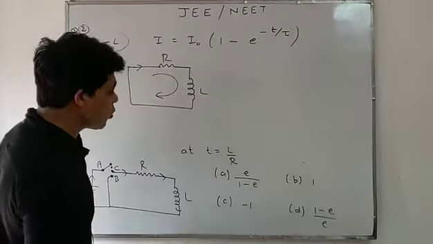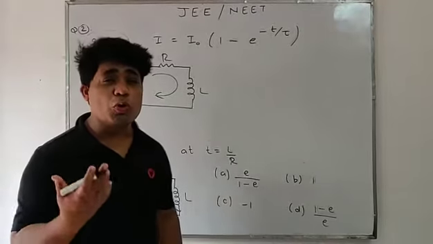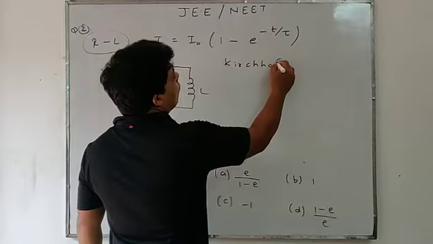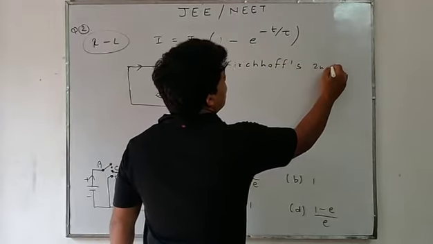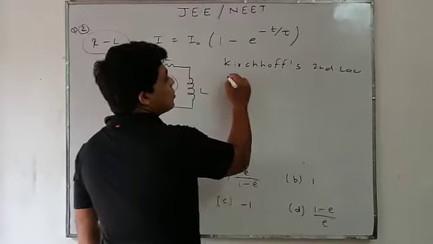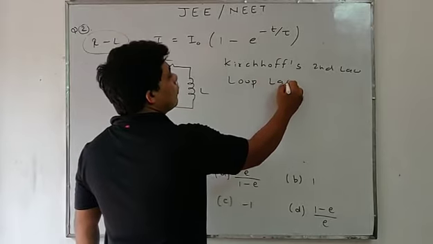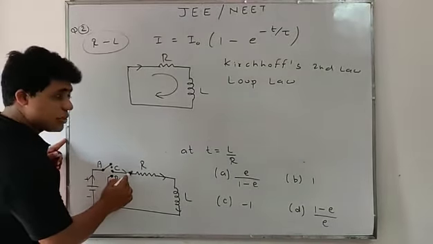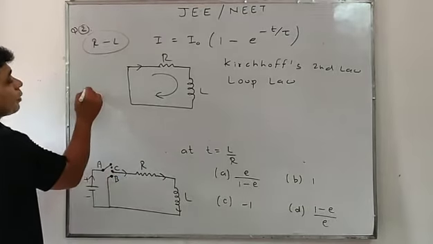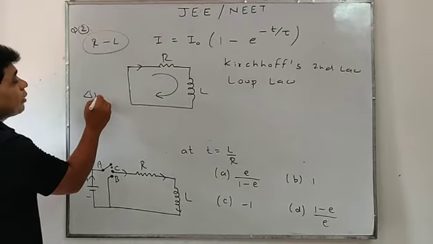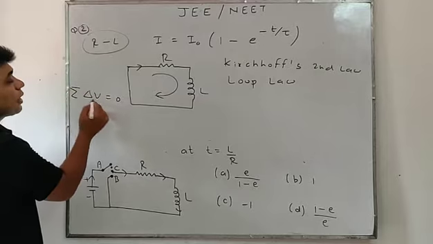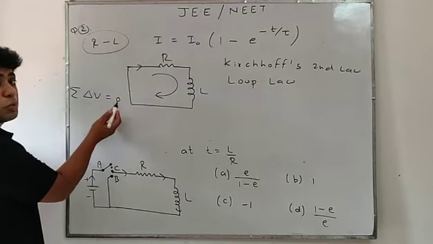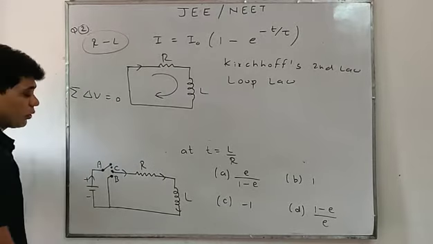So I'm going to apply Kirchhoff's second law, that is also said to be the loop law or voltage law. In this loop, look at students, I will start with the positive terminal. What is Kirchhoff's second law? We know, students, sigma delta V will be 0. The change in potential difference over a closed loop should be 0. That is Kirchhoff's second law.